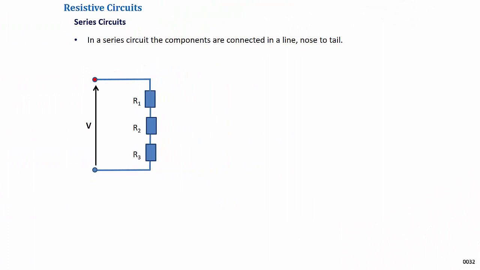A series circuit is one in which all the components are connected nose to tail. So, in the circuit fragment shown, the three components R1, R2, and R3 are all connected in series. The potential arrow indicates the voltage V across the circuit and hence determines the direction of current flow. In a series circuit, the same current will flow through each component.